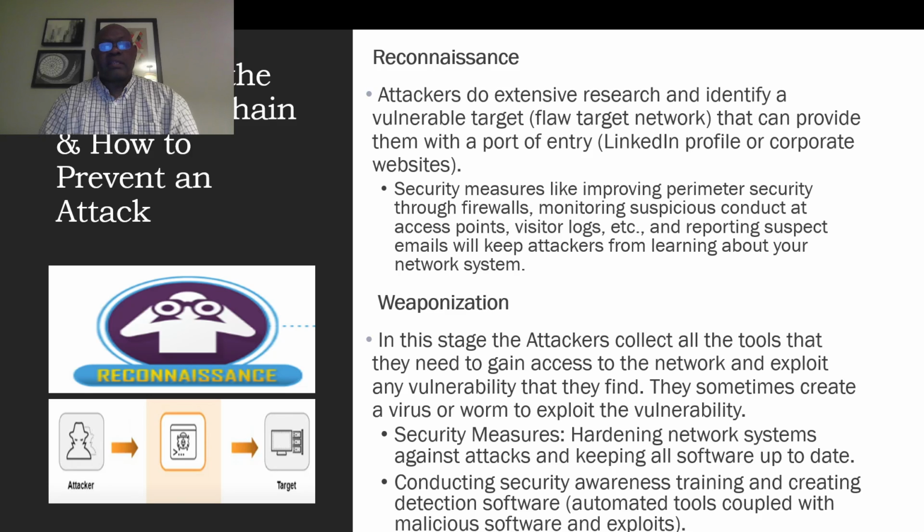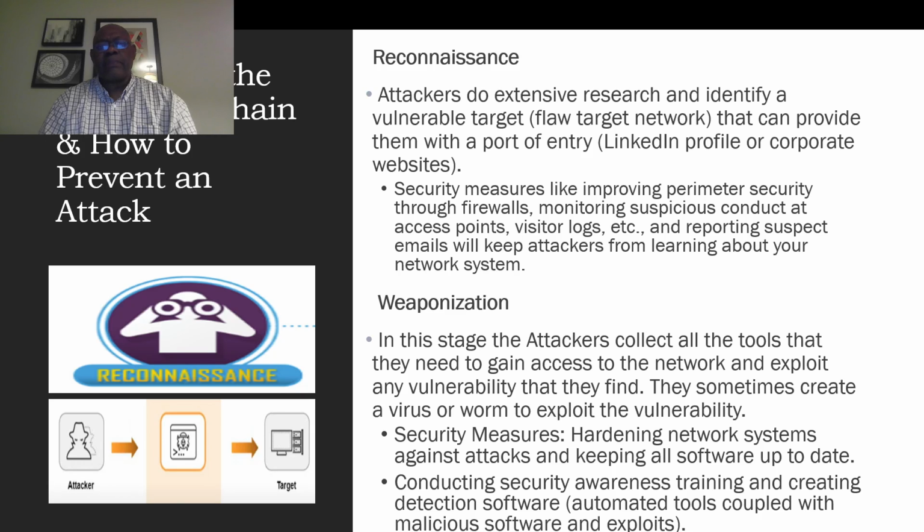The first stage is reconnaissance. The attacker does extensive research and identifies a vulnerable target that can provide them with a port of entry, for example, your LinkedIn profile or corporate website. The security measures you will use to prevent this attack would include improving perimeter security through firewalls, monitoring suspicious conduct at access points, visitor logs, and reporting suspect emails will keep attackers from learning about your network system.